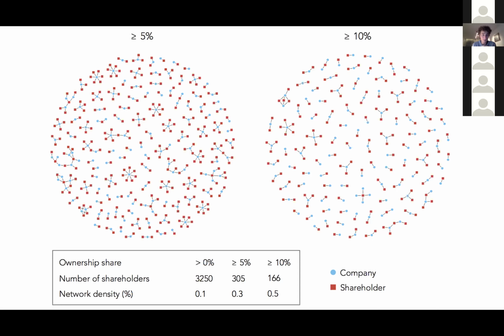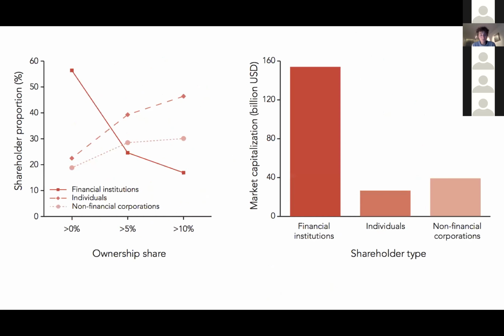But it's not the case. Each company has just its own cohort of shareholders. Now, when you look at the nature of the shareholders, it further reveals that the proportion accounted for by financial institutions, like banks, for instance, or private equity or asset managers, decreases as the ownership share increases. And that's the panel on the left-hand side that you can see here.